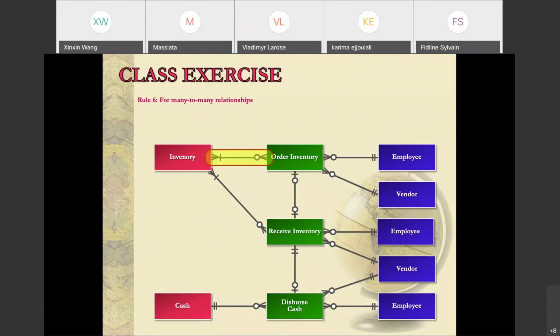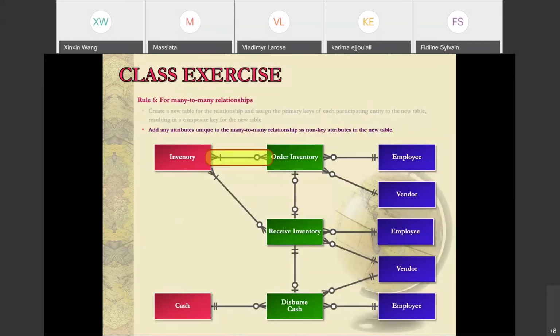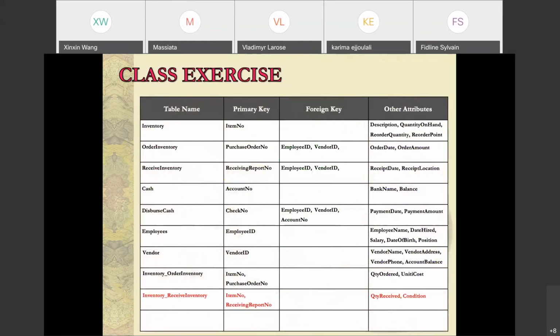Rule number 6, many-to-many relationship. We will create a new table, combining those two entities, right? So we have one many-to-many relationship, two many-to-many relationships. So we're going to create 2 new tables based on that. One is the inventory order inventory table. Another one is the inventory receive inventory table.